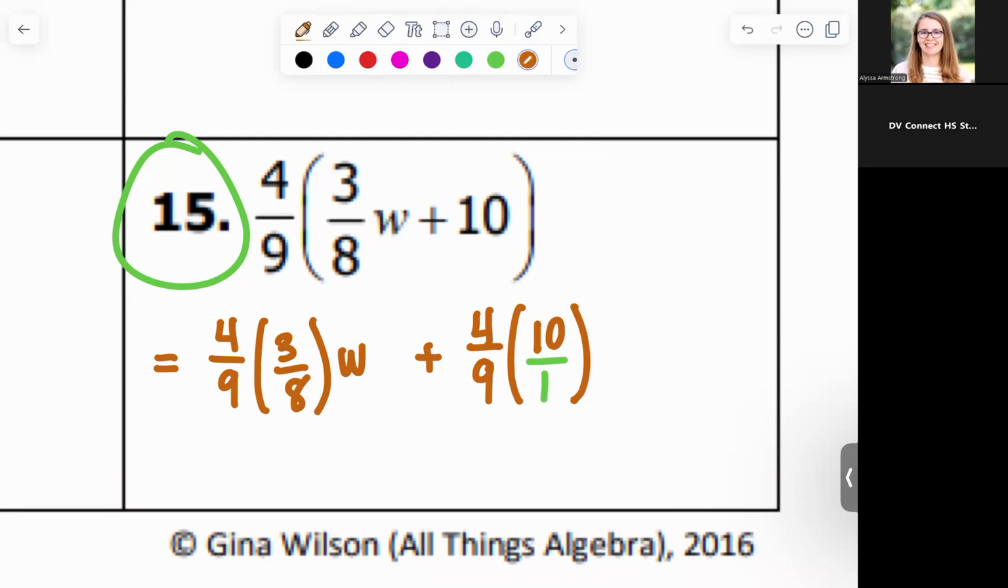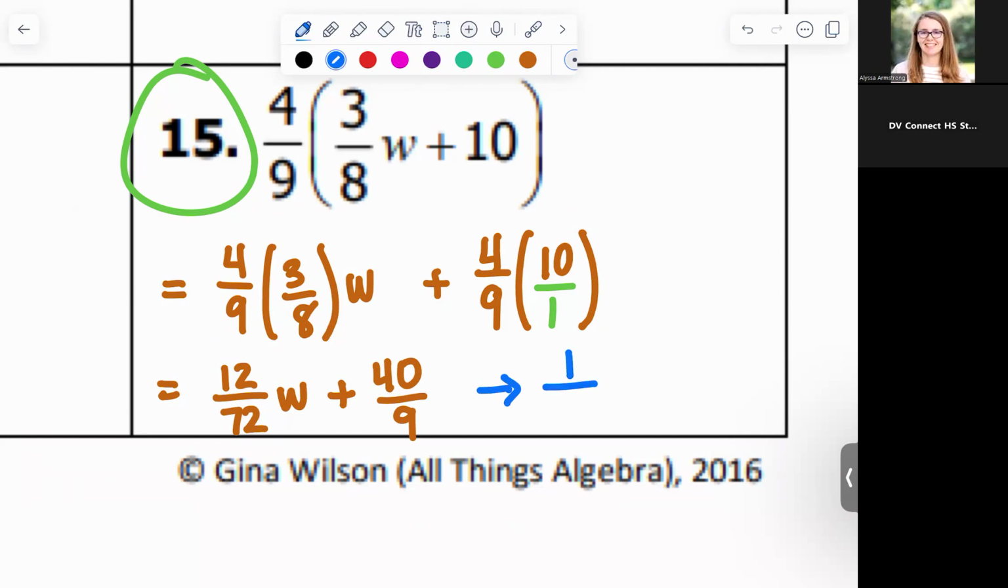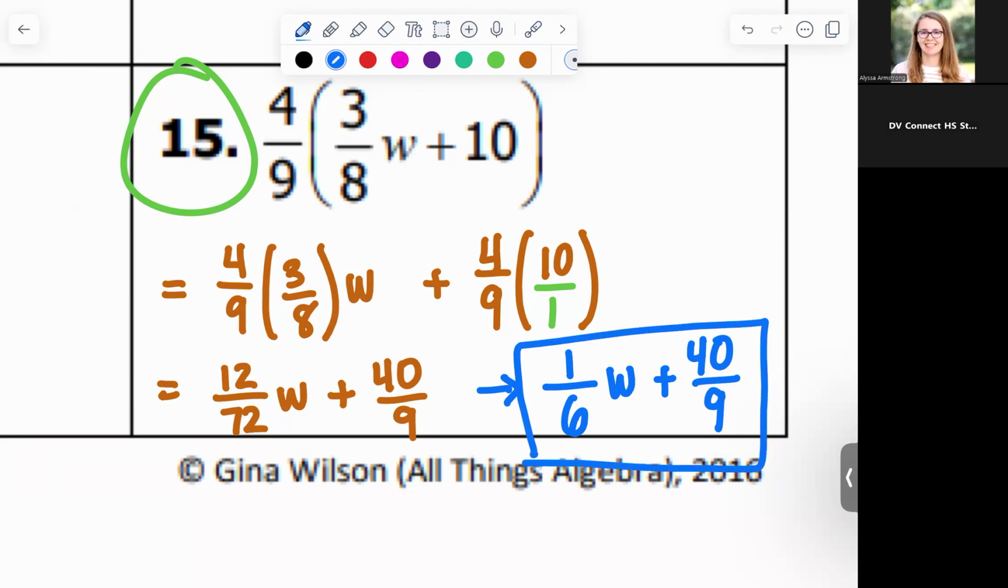And then here we're just going to use our rational expression rules, and we can multiply across. So I'm going to get 12 over 72 W plus 40 over 9. Notice that 12 and 72 are both divisible by 12. So when we simplify, we can actually rewrite this equation as 6w plus 40 over 9, as we can't simplify 40 over 9 anymore. And that will be my answer.